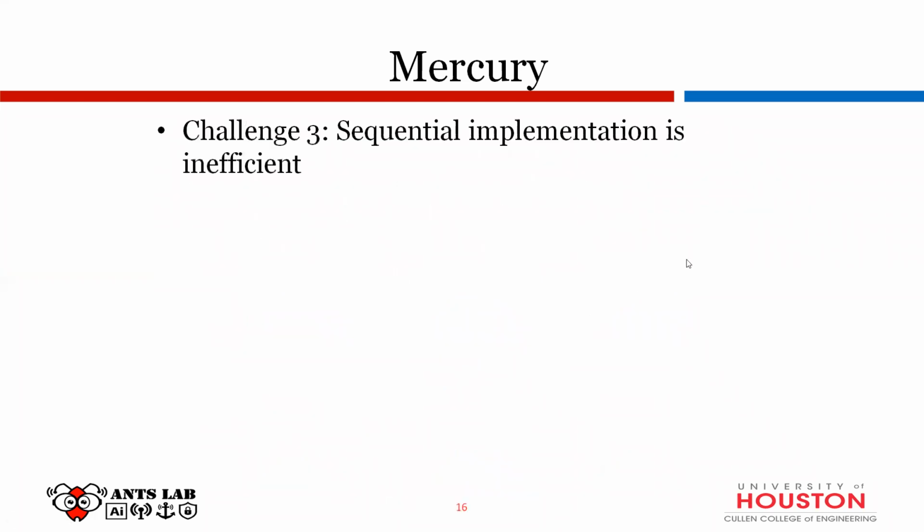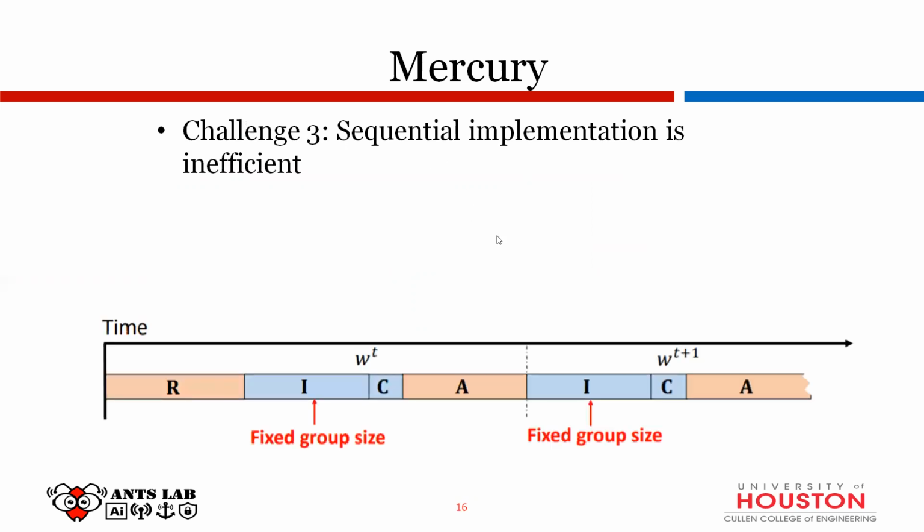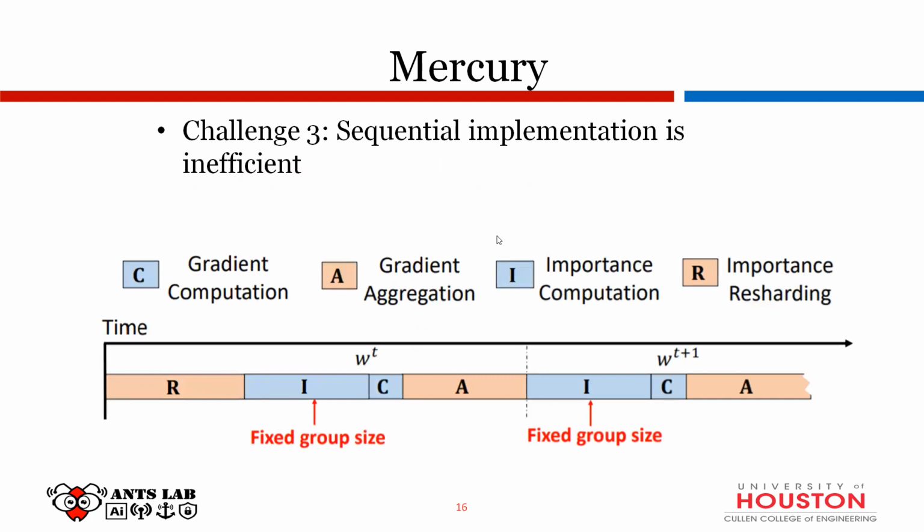And the third one is, if we do the sequential implementation, it's going to be inefficient. So here's a graph indicating how the process goes. First, they do importance resharding, and then they do the importance computation. After that, they do the gradient computation, and then the gradient aggregation. If you do all this in a sequential way, it's going to waste a lot of time here.